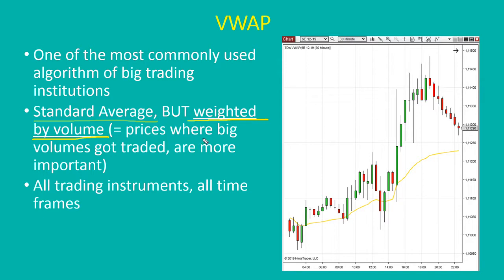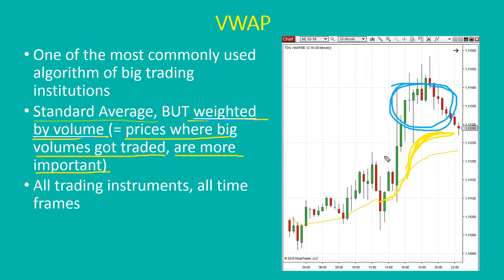Why is that? Because the prices where big volumes got traded are more important. For example, if you look at the picture, if heavy volumes got traded in here, then the VWAP would move like this, right? Because of the heavy volumes in this area. Because VWAP is weighted by volume. And that's basically the single difference between the standard average and VWAP, which is weighted by volume.